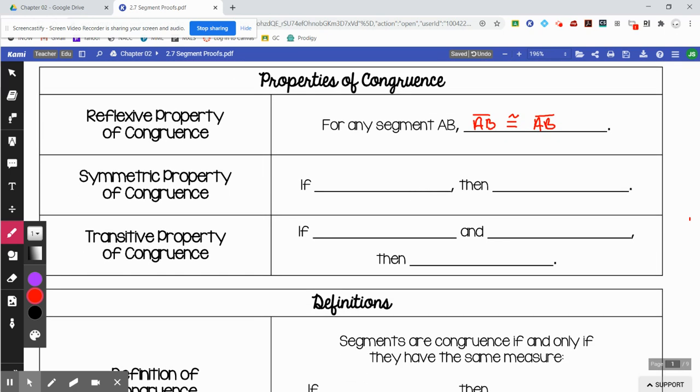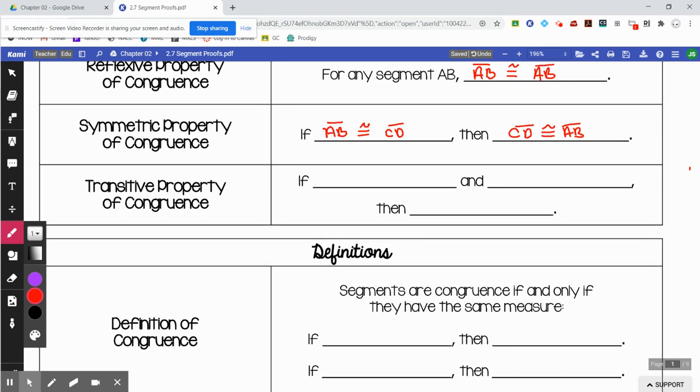Next up, your symmetric property of congruence. Again, it's the exact same thing as the symmetric property of equality, except we're talking about congruent symbols. If you have a line segment AB that is congruent to a line segment CD, that means that line segment CD is also congruent to line segment AB. You can flip-flop the order. That's what the symmetric property says.